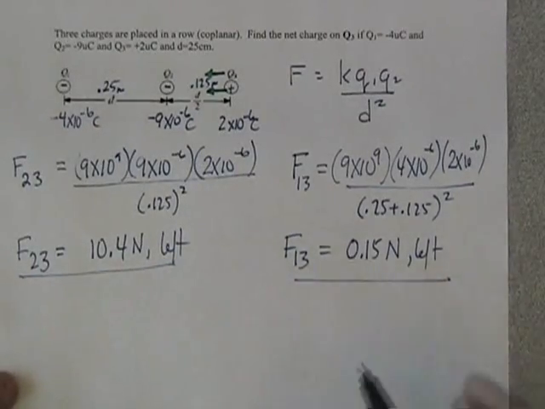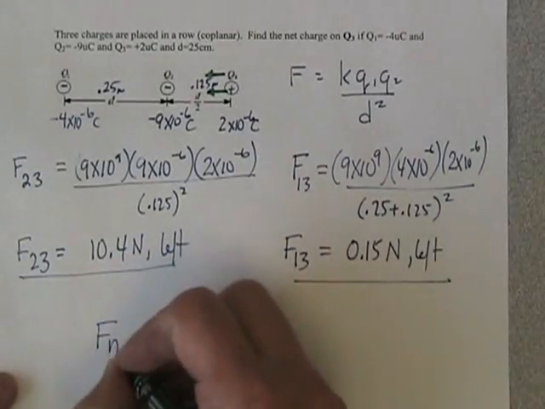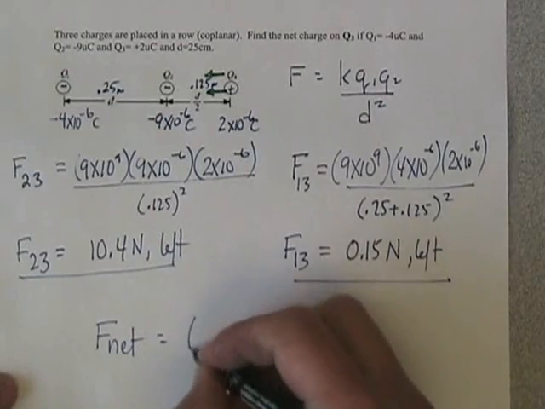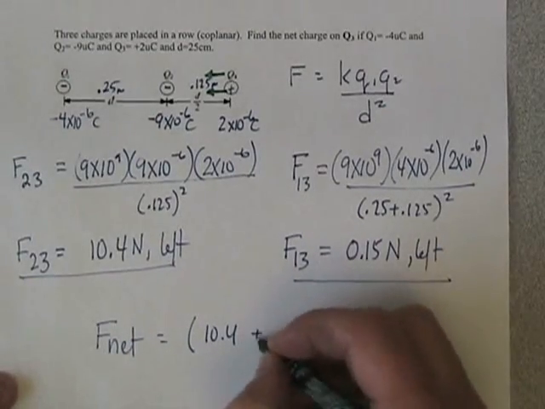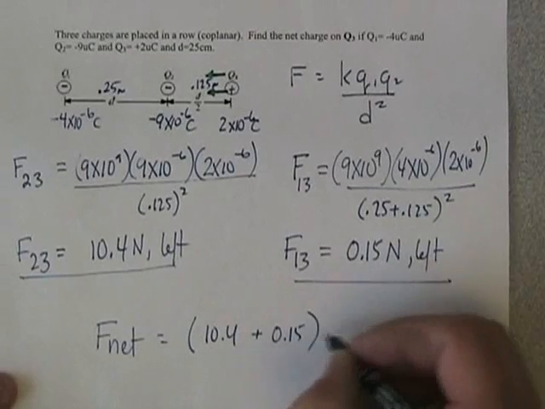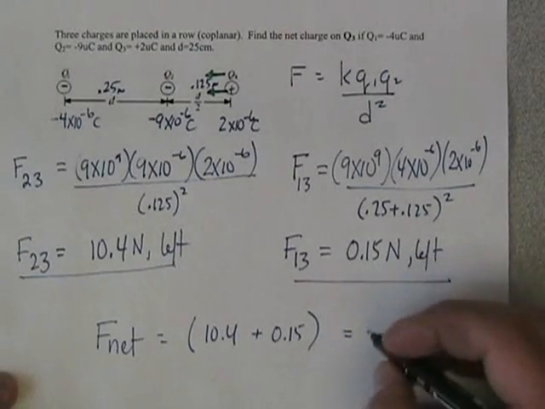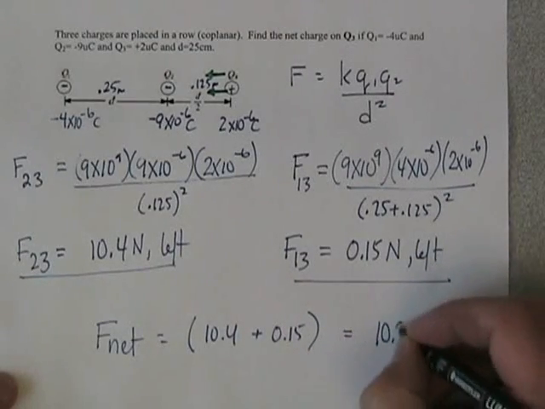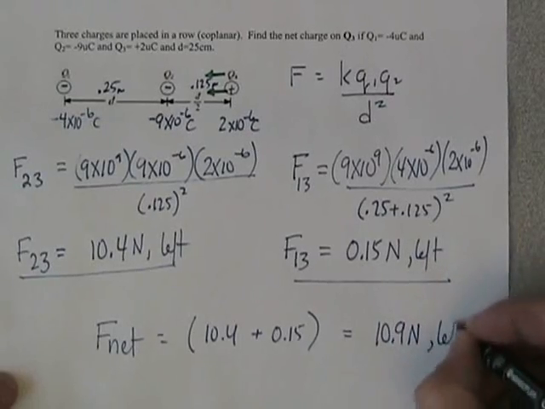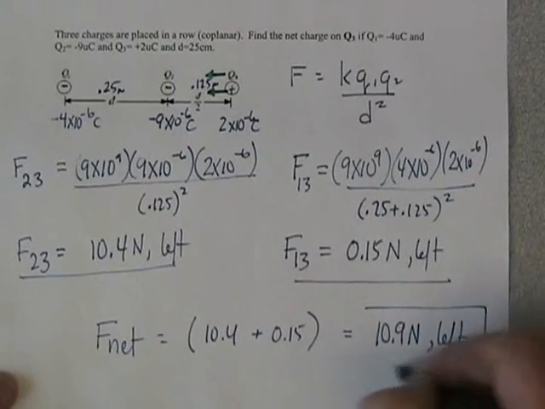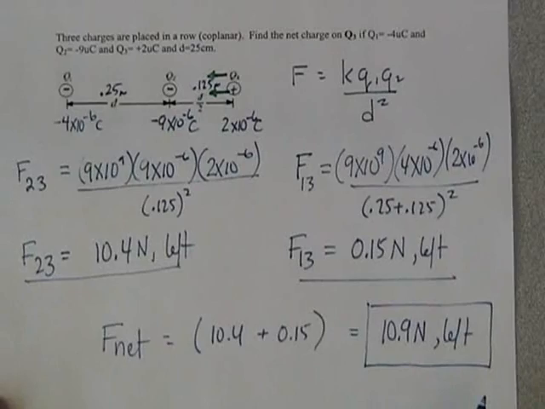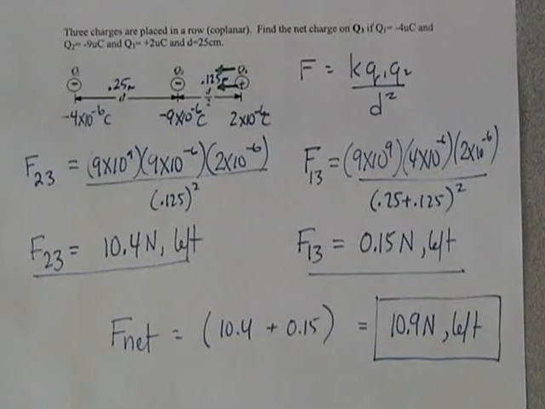But regardless, we still have 2 forces, so our F net is going to be 10.4. I'm going to add it to 0.15, and when I'm done, I'm going to be left with 10.9 newtons left, instead of putting negatives and stuff like that. So there you go, Coulomb's law for 3 in a line.